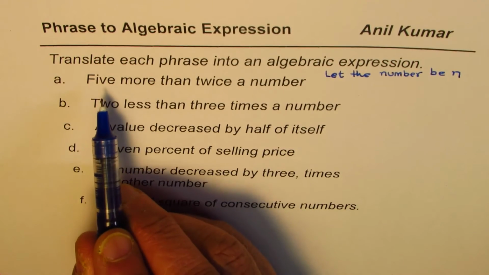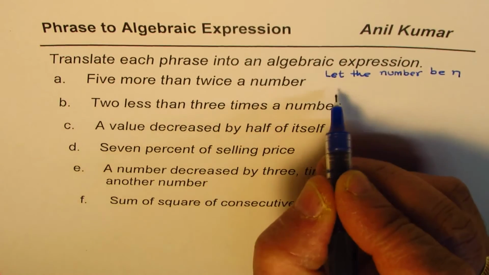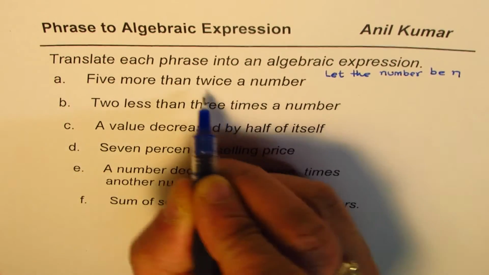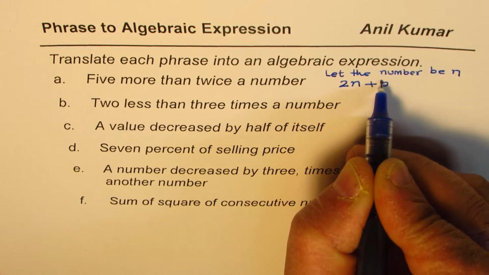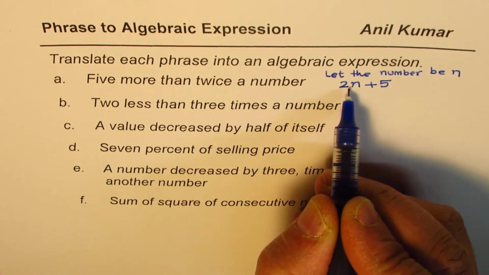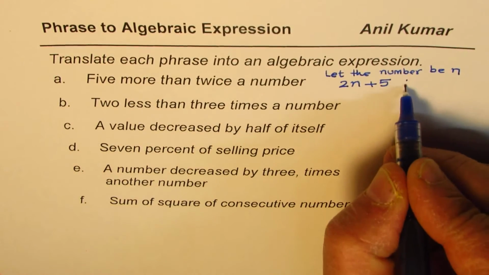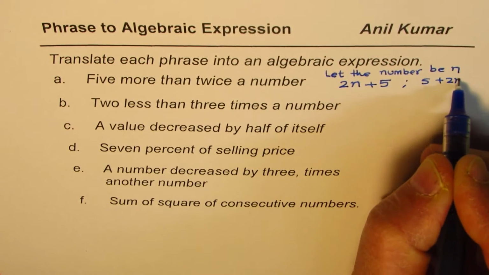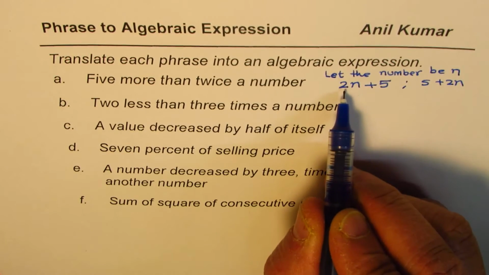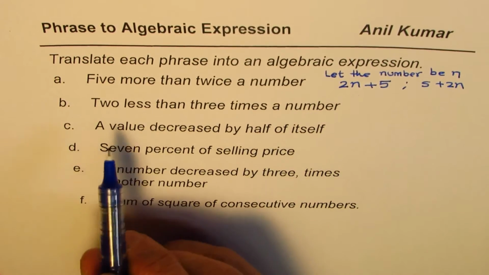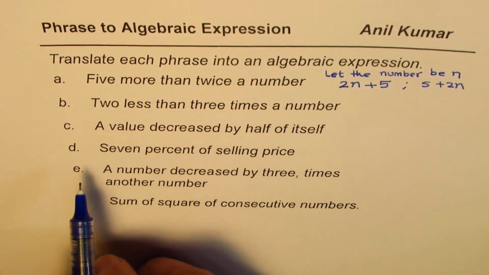The first one is 5 more than twice a number, 2 times a number. So that is 5 more than. That means twice a number should come first. We should write this as 2n plus 5. So it is 5 more than twice a number. So that is how you're going to write the first one. Well, if you've got 5 plus 2n, that is also correct. But you'll soon realize why it is better to write 2n plus 5. Both are correct.